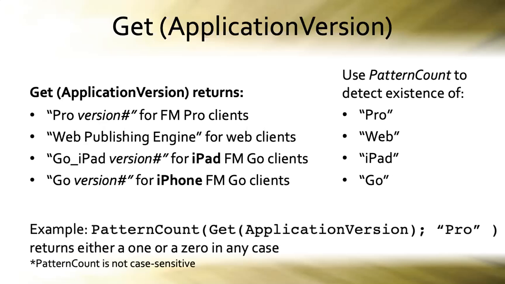Here's an example. We'll write the formula pattern count, get application version, search for the string pro and tell us if you found it or not. It'll only find it either 0 times or 1 time. So with this formula, we'll only get either a 1 or a 0 in any case for each of these 4 formulas that we're going to write, searching for pro, for web, for iPad, and for go. Keep in mind that the pattern count function is not one of the case sensitive functions. There are only 3, and this is not one of them.